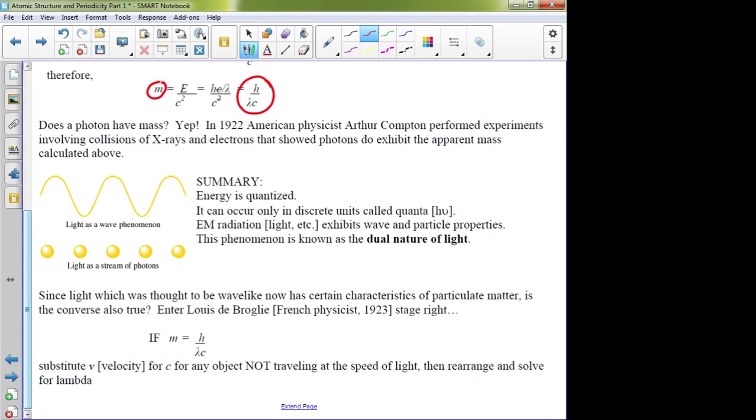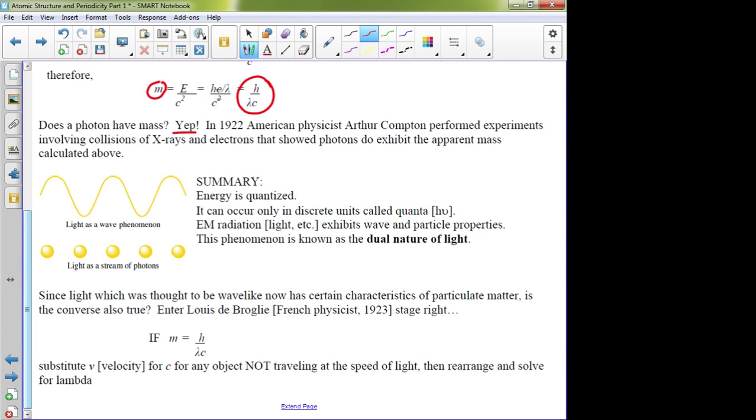Okay. So, does a photon have mass? Yes. How did we prove it? We proved it as recently as 1922 when Arthur Compton performed experiments by colliding X-rays and electrons. And he said there is a collision that does happen. It does change the course of the direction they go, so it can't just be a wave. Okay? It's actually a particle that is there.